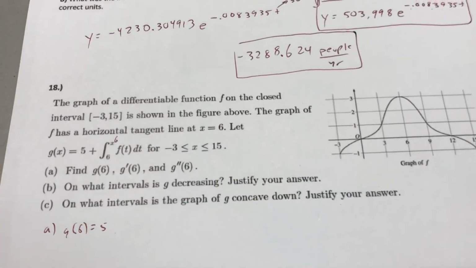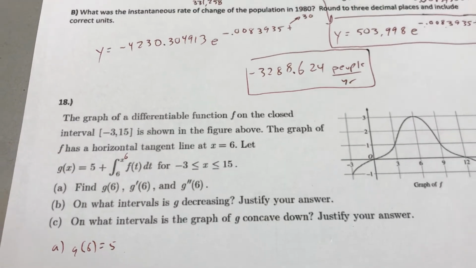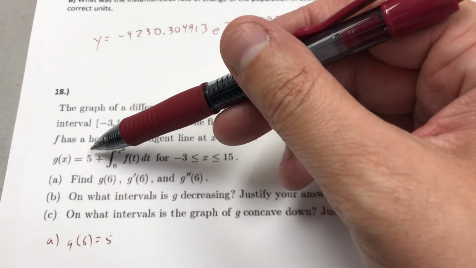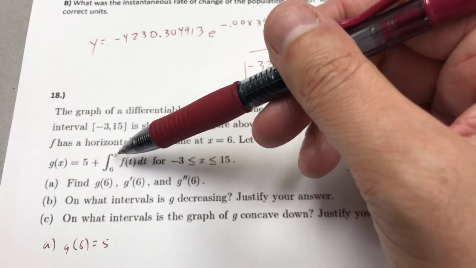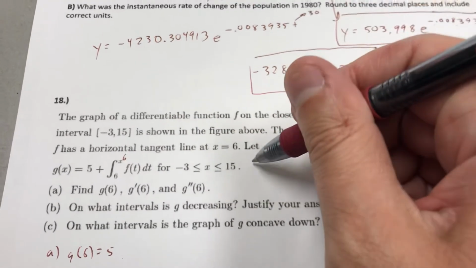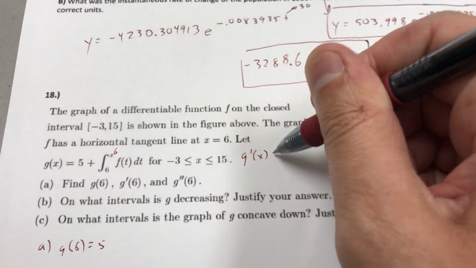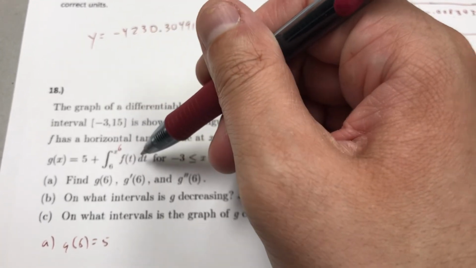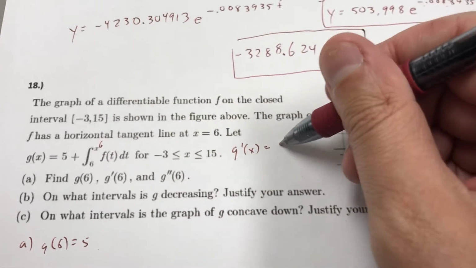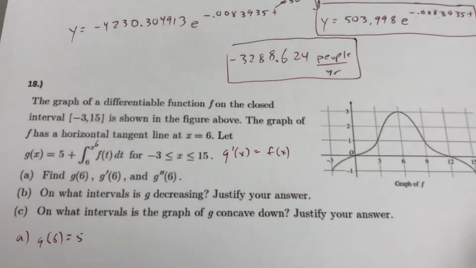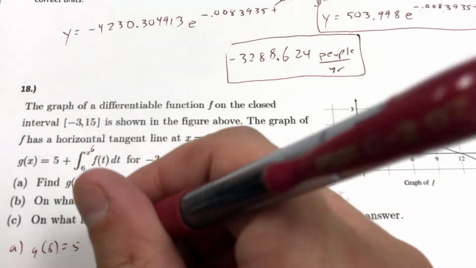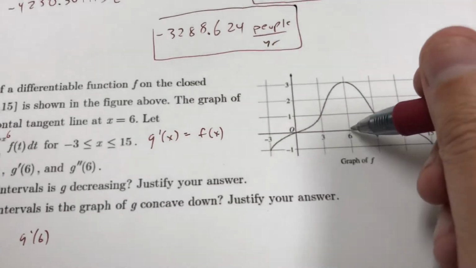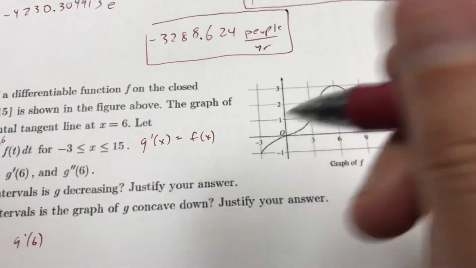Okay. For part 2, g prime of 6. Well, g prime, we're taking the derivative of this thing. So the derivative of 5 is a constant. That's going to be 0. That's the derivative of an integral. So g prime, we're taking the derivative of the integral. That's just going to knock out this integral, and it's going to give us this in terms of x. That's going to be just f of x. So g prime is f of x. In this particular case, I want g prime of 6. That means I'm finding f of 6 on the graph over here, which we can see is 3.